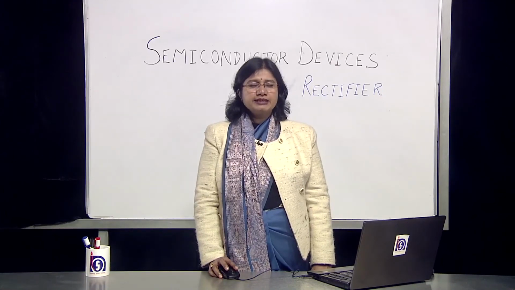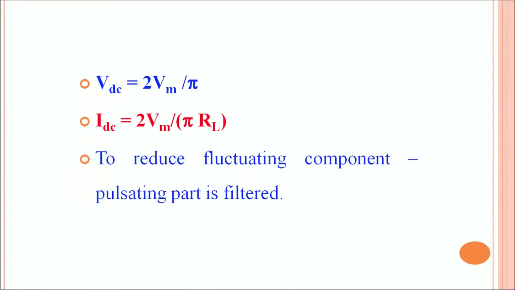Unlike the previous case, over here the DC voltage generated is 2 times Vm divided by pi, and thus the DC current generated is also 2 times the peak voltage divided by pi times RL. Over here we directly see that the amount of current and the amount of voltage is 2 times as compared to the half wave rectifier, making it a much better kind of rectifier.